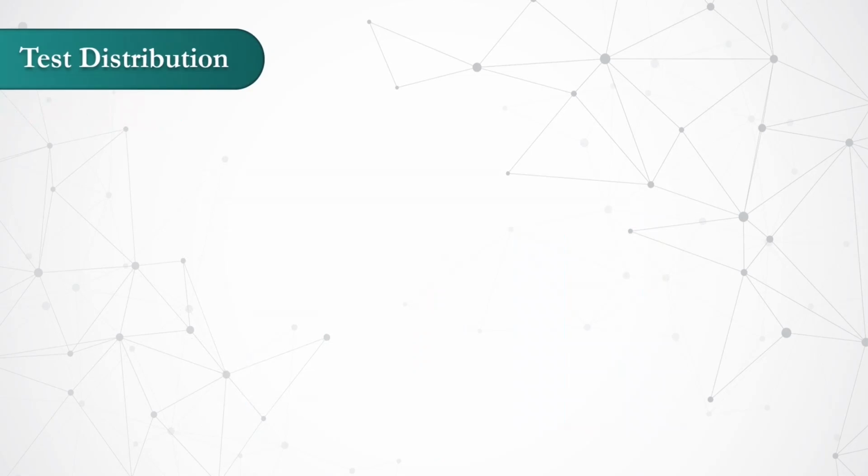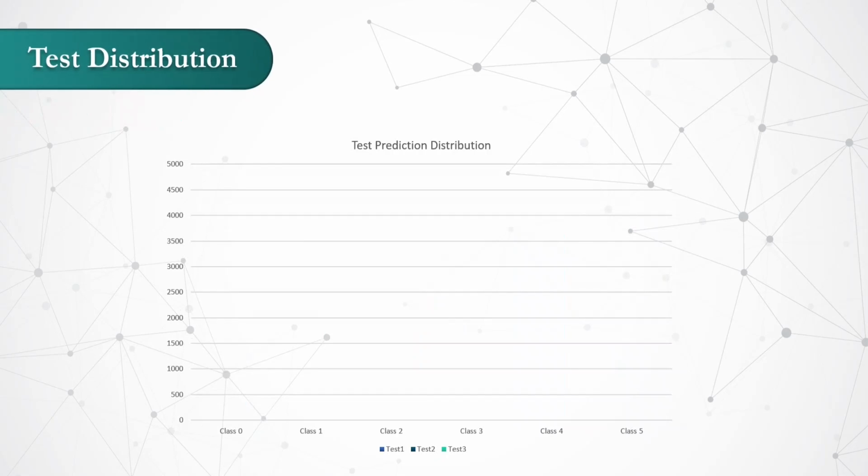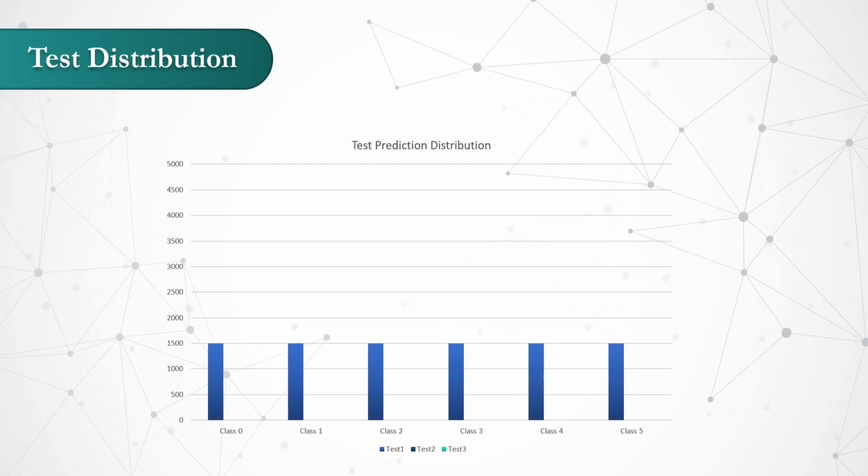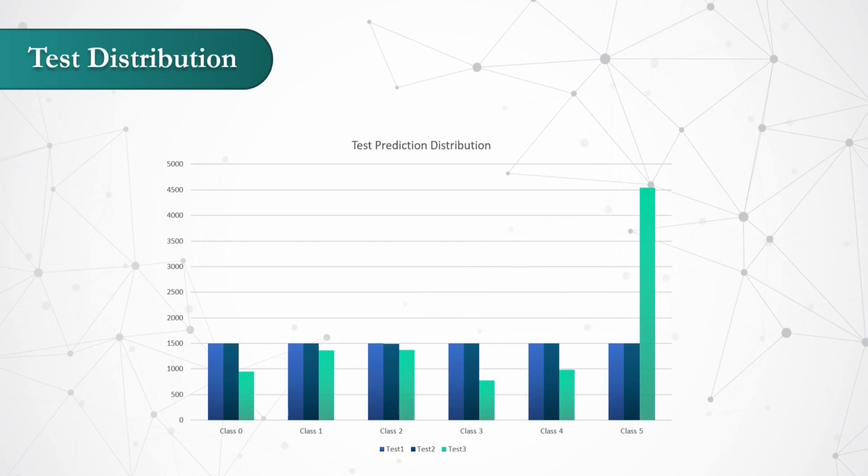Let us take a look at the prediction distribution of our method for all 3 parts of the competition. For part 1, our method predicted about 1500 samples for each of the classes, the same for part 2, and for part 3 we saw that the model predicted a high amount of unknown class.